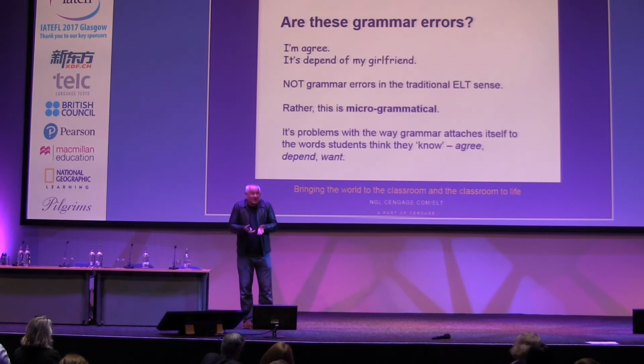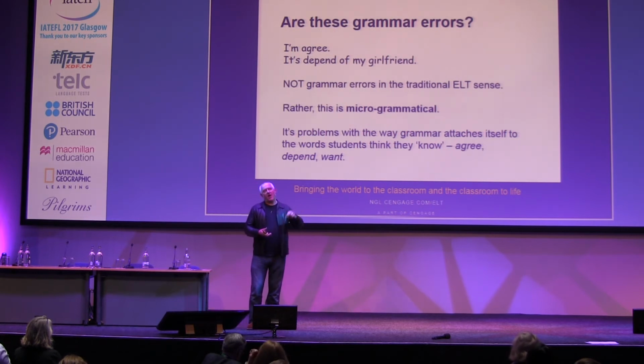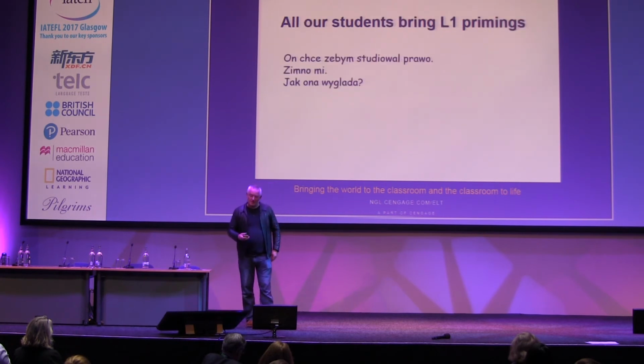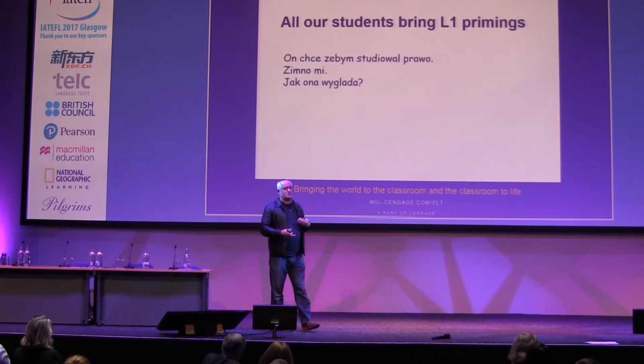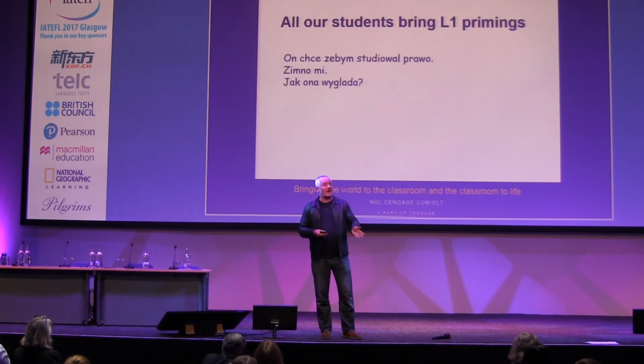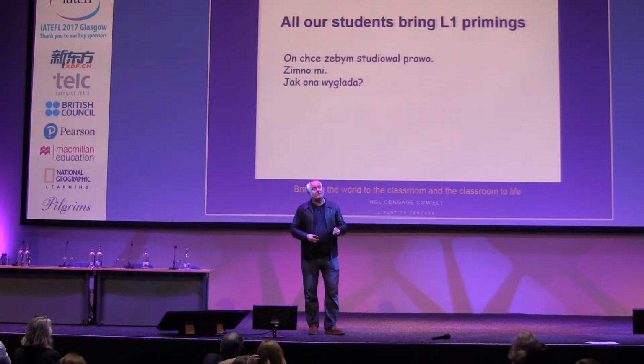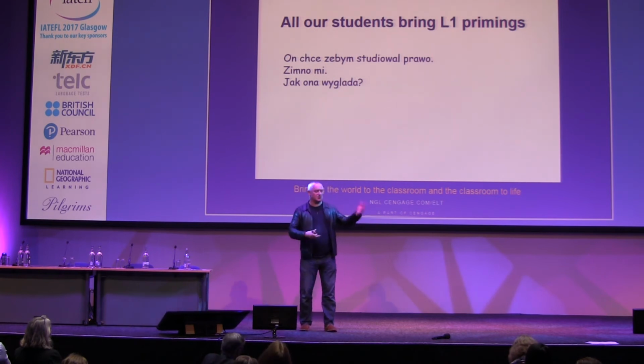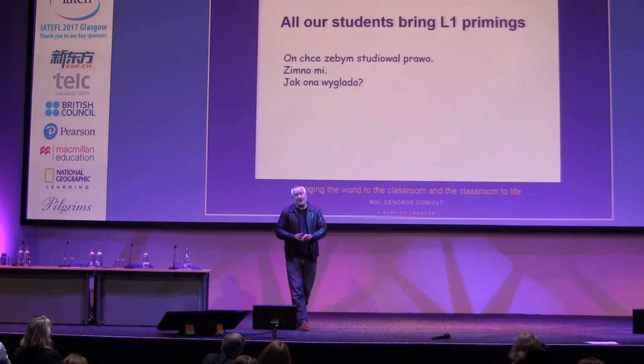And so the students think they know the words agree or depend, but they're not yet aware of the fact that these words operate in this kind of grammatically different environment from one language to another language. And all of our students bring with them their first language primings. For those of you who are basically bilingual teachers teaching in monolingual contexts, I'm sure you'll be very familiar with the way a lot of your students bring over their first language into the second language. The way that they speak Russian in English, or Chinese in English, or Arabic in English, or whatever.